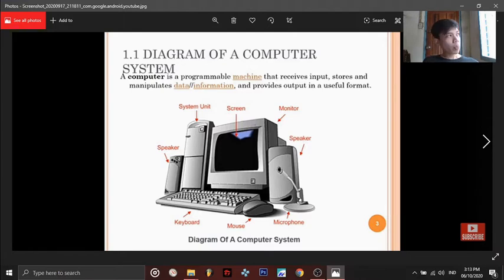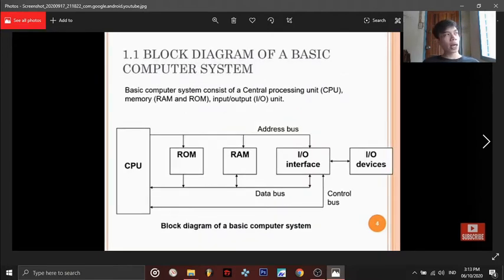This is a diagram of a computer system. As you can see, these are the basic external devices of the computer. And this diagram is a basic computer system. As you can see, the CPU, ROM, RAM, input and output interface, and input-output devices. And here are the address bus, data bus, and control bus.